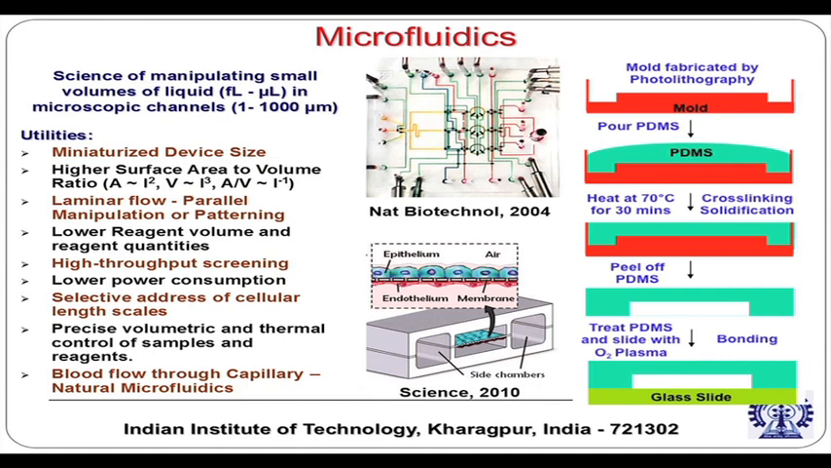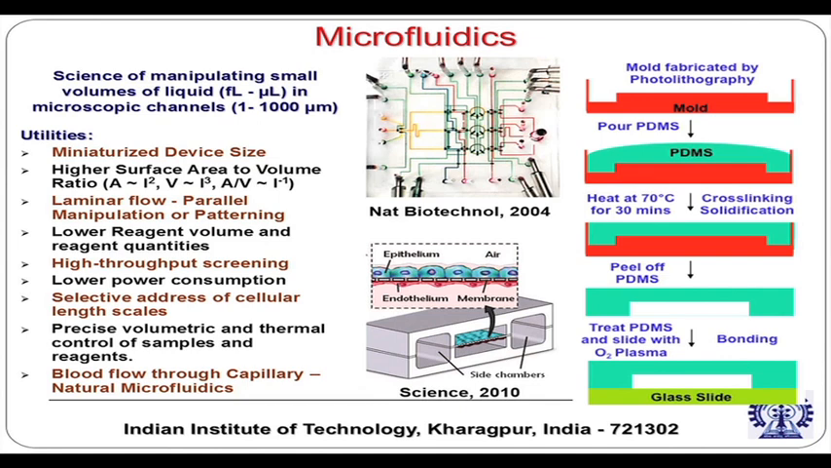Microfluidic devices tend to consume less power, and one of the very big and important reasons why we intend to study cellular biology using microfluidics is that microfluidics can selectively address cellular length scales. Not only that, one can have precise volumetric and thermal control of samples, and you know in the human body there is some natural microfluidics, biomicrofluidics.